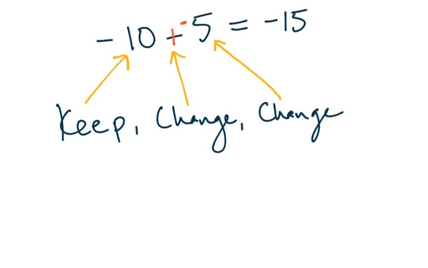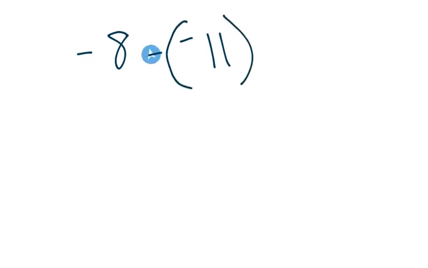Okay, I have 10 negatives. And then I just have 5 more negatives, and I get 15 negatives all together. Okay. How about negative 8 minus negative 11? Now I'm going to use parentheses here to keep this sign and this sign from getting confused.